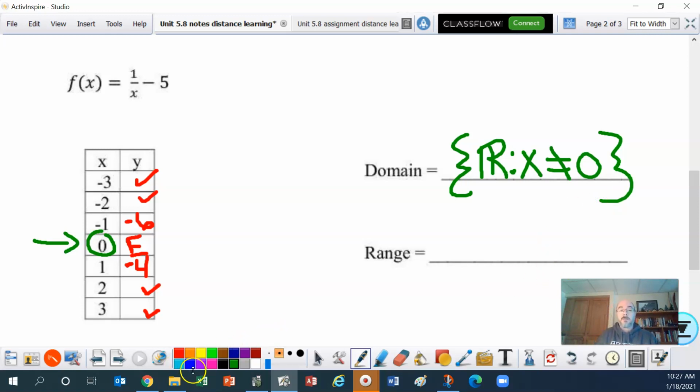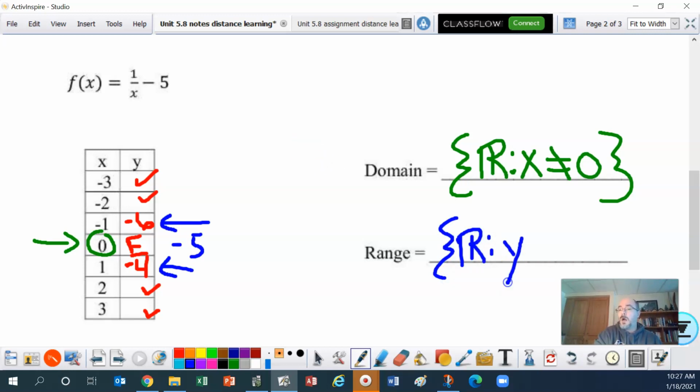Now, for the range, look very carefully, ladies and gentlemen. What's above the E? What's below the E? Well, above is a -6 and below is a -4. So what's in between? Oh, -5 is in between. So the -5 doesn't work. Okay, then what we need to do, ladies and gentlemen, is put all real numbers again, colon, and then put y is everything except that -5. Again, this is why we have to know what's above the E and what's below the E.